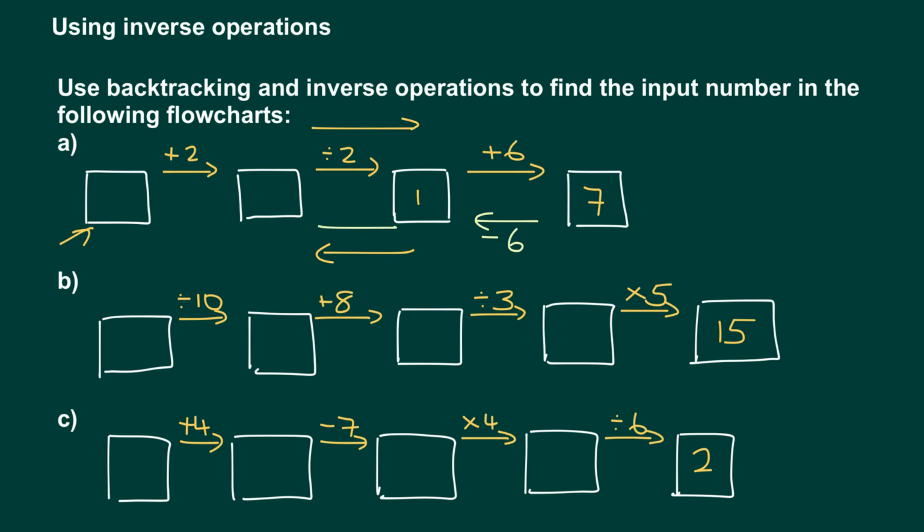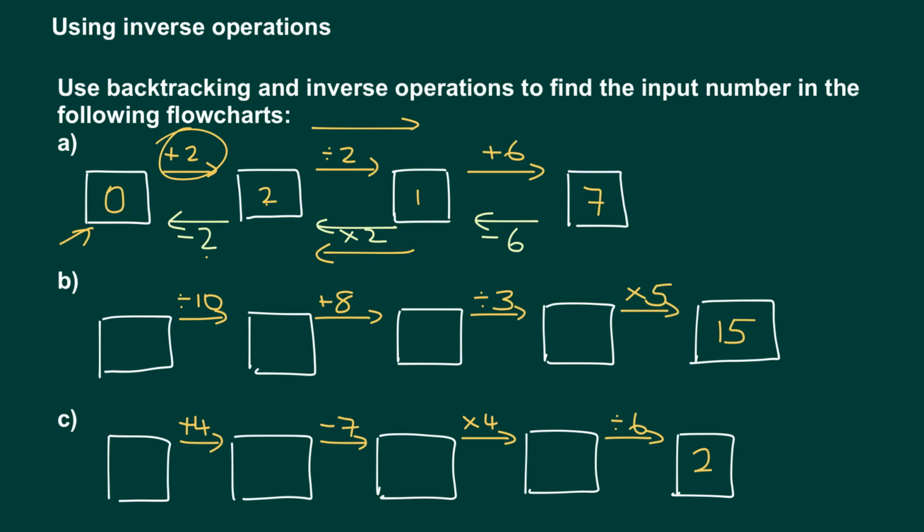Then the next operation is times by 2, because we have divided by 2 on top, so the opposite would be times by 2. So 1 times 2 gives us 2. And then finally, we have minus 2, which is simply the opposite of the plus 2 at the top there. Then 2 minus 2 gives us the input value of 0.